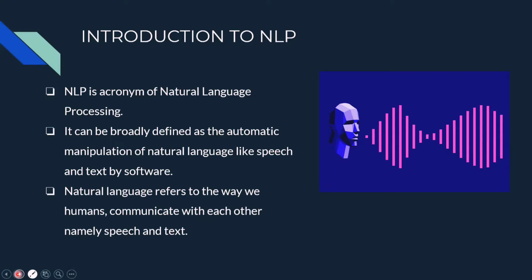So here we need natural language processing. Natural language processing can be broadly defined as the automatic manipulation of natural languages like speech and text by software. Natural language refers to the way that humans communicate with each other. They communicate through text, they communicate through speech. That is basically natural language.